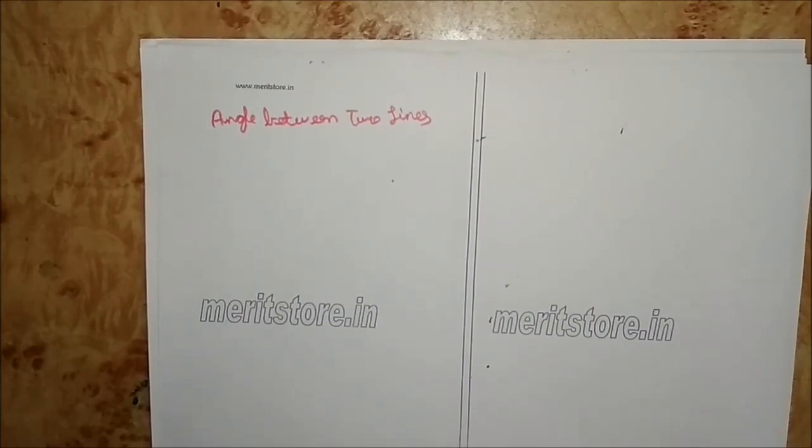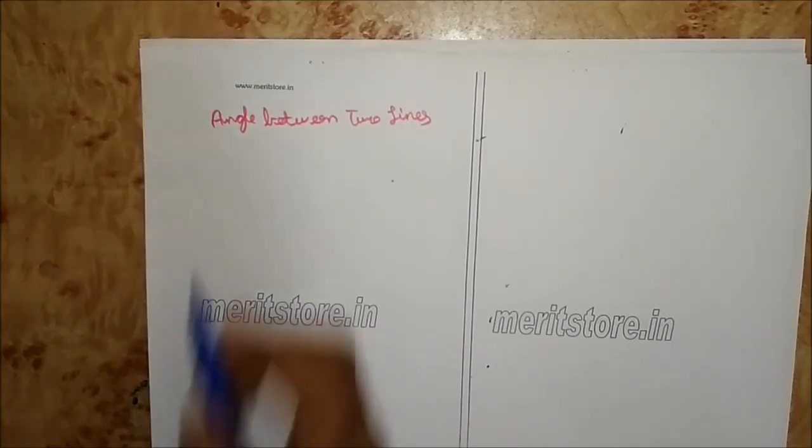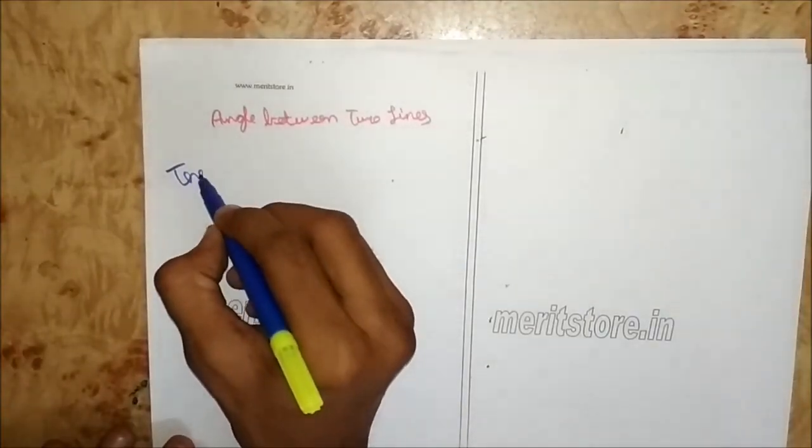This is the second part of the chapter, angle between two lines. The angle between two lines is defined as the angle between two vectors parallel to the lines. I repeat, the angle between two lines is defined as the angle between two vectors parallel to the lines. So we have theorem 1.